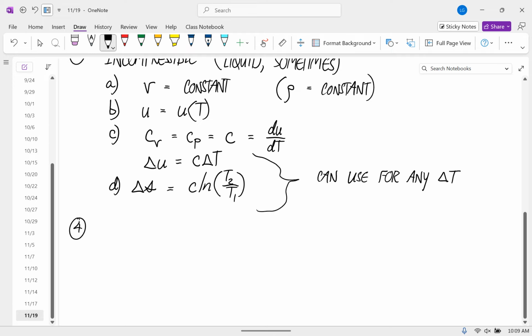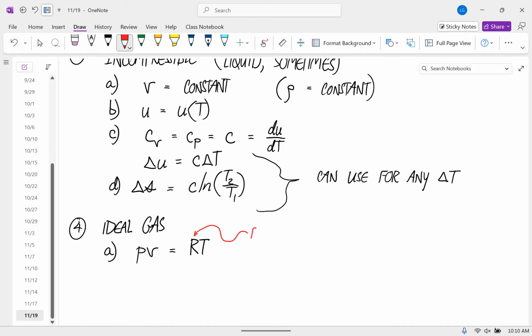Fourth is the ideal gas assumption. And we have a few more things that we know about ideal gases. It gets a little hard to remember all these, but the first one is the ideal gas law. And in our class, we do that as P times specific volume is equal to RT, and that R, remember, is for a particular gas. That's not the universal gas constant.